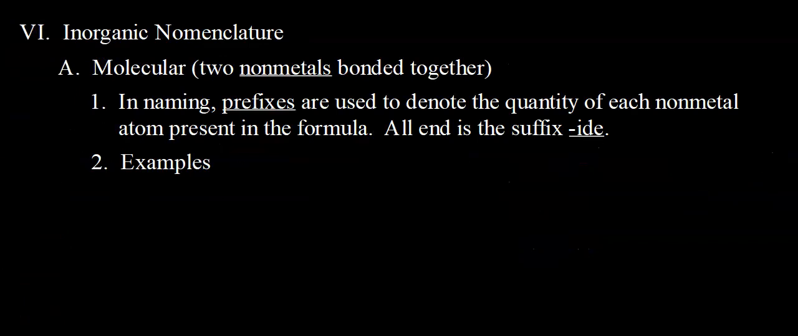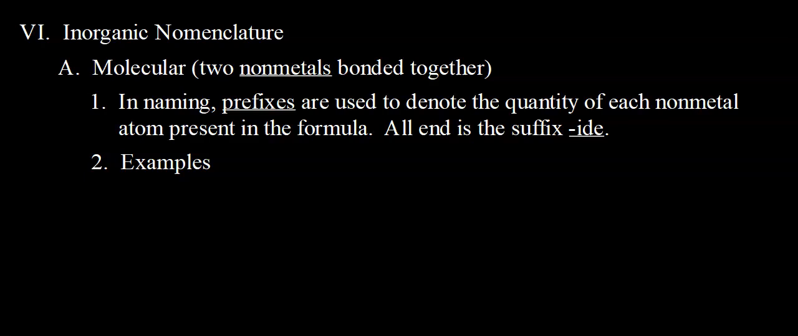So we've already done a little bit of naming and formula writing. We'll do a little bit more here just to reinforce it, especially leading into writing chemical equations. So we'll start with some nomenclature, starting with molecular compounds. Remember, a molecular compound consists of two or more non-metal atoms that are bonded together. This will be covalently bonded, as we'll learn later on in the year.